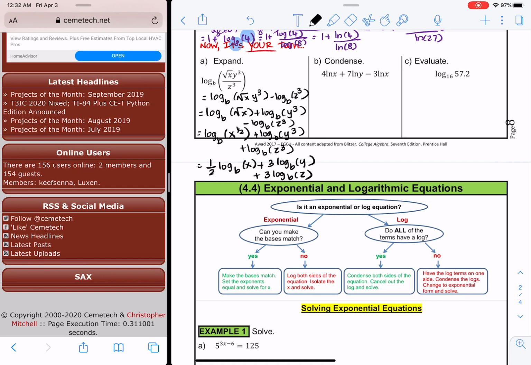So here in part B we have to condense the expression, so we can only do that if those numbers 4, 7 and 3 weren't there. So what we're going to do is move them inside and type ln x raised to 4 plus ln y raised to 7 plus ln x raised to negative 3. And now we have everything with 1 in front, so all of those are in product.